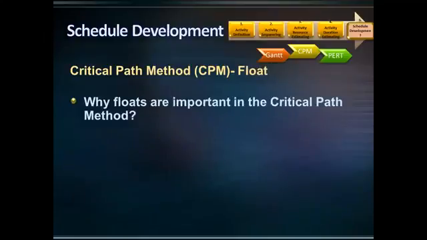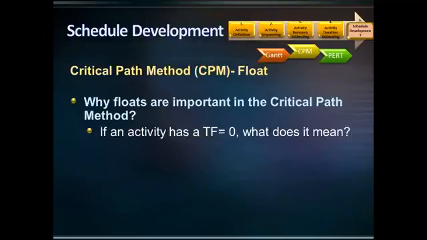Why are floats important in the critical path method? To answer this question, let me ask you another question. If an activity has a total float of 0, what does it mean? It means that there is no room for delay in that activity. If that activity is delayed or extended, then the overall project's completion date will be extended. In other words, that activity is a critical activity.